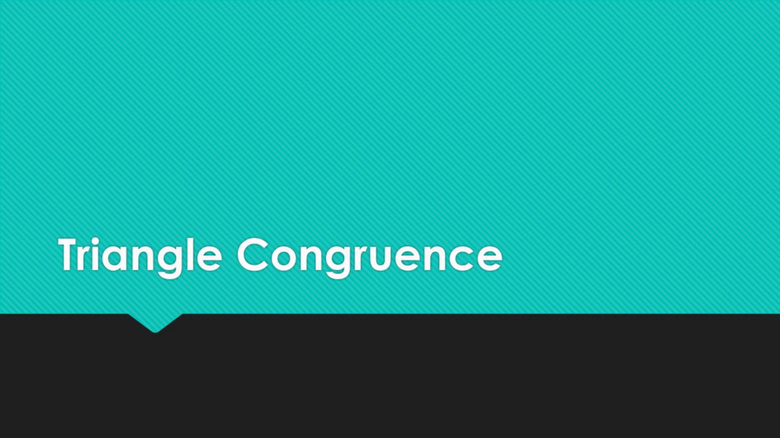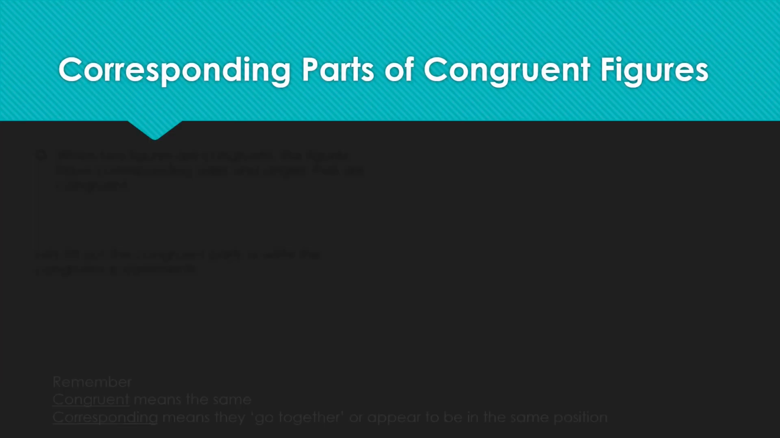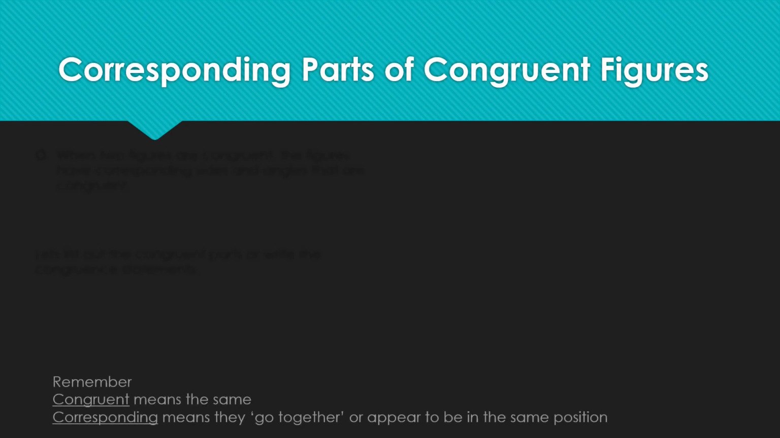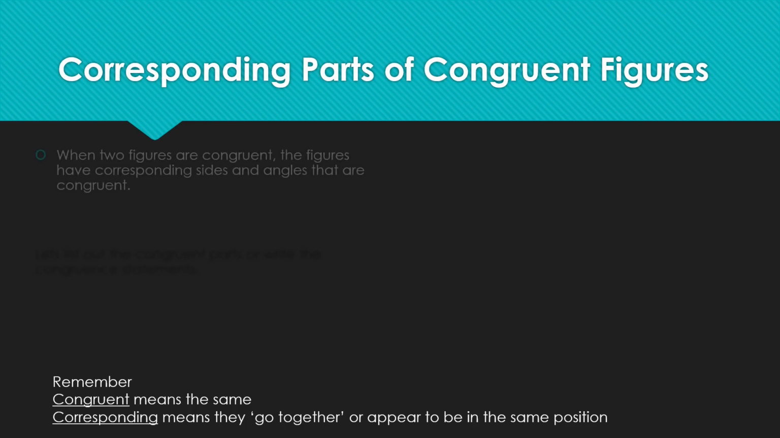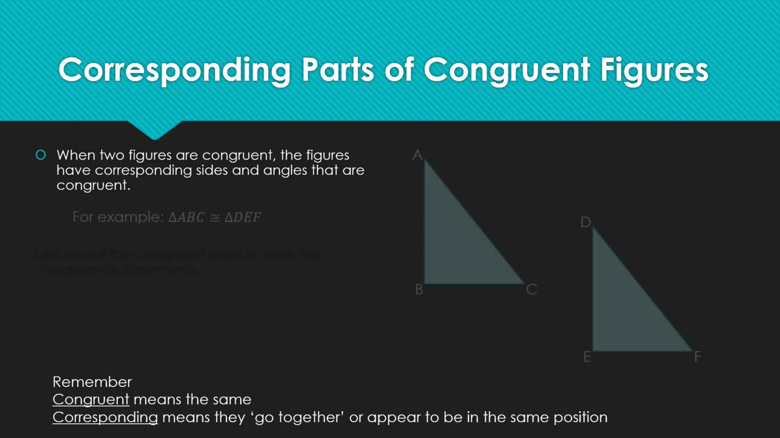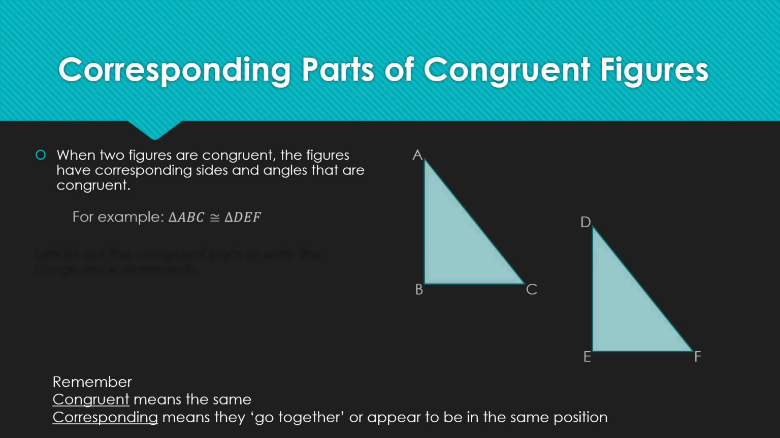Starting a new unit on triangle congruency, and day 1 is corresponding parts of congruent figures. Now remember, congruent means the same, and corresponding means that they go together or appear to be in the same position. So when two figures are congruent, the figures have corresponding sides and angles that are congruent. For example, triangle ABC is congruent to triangle DEF, or they are the same.